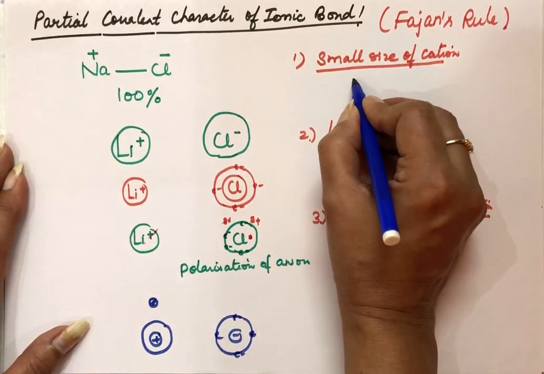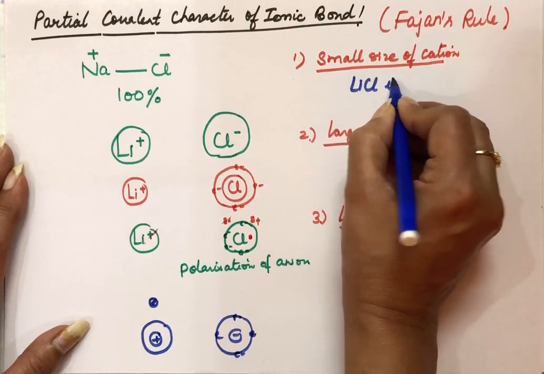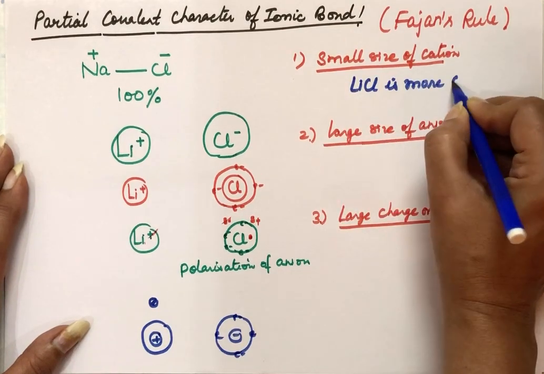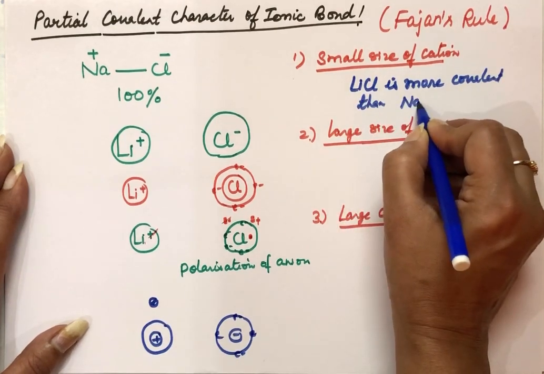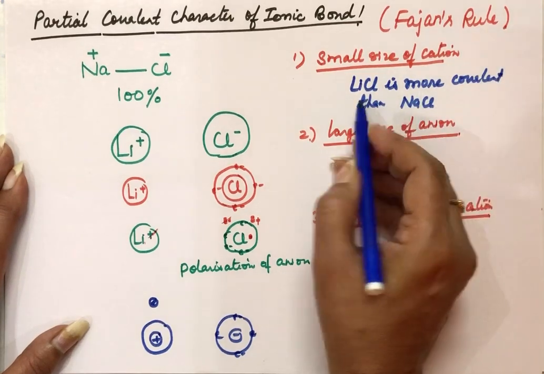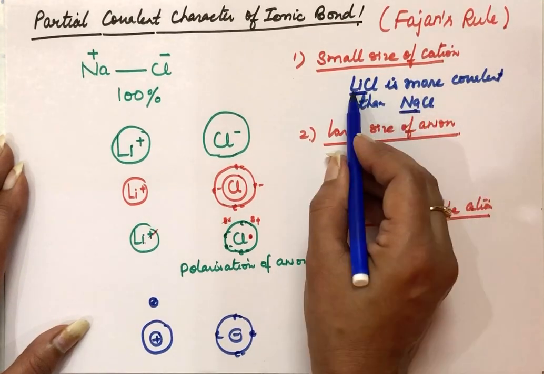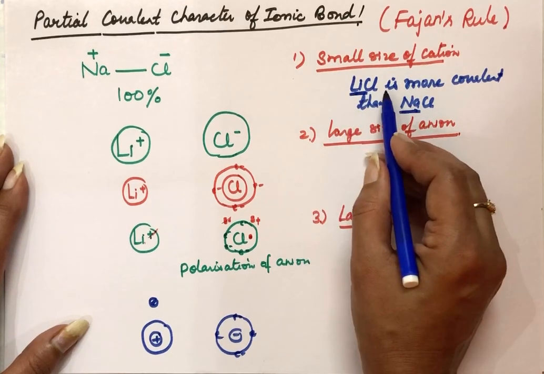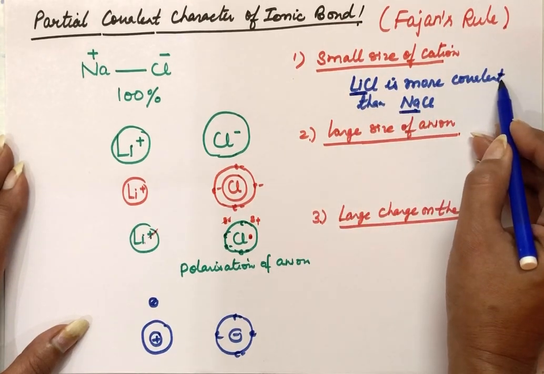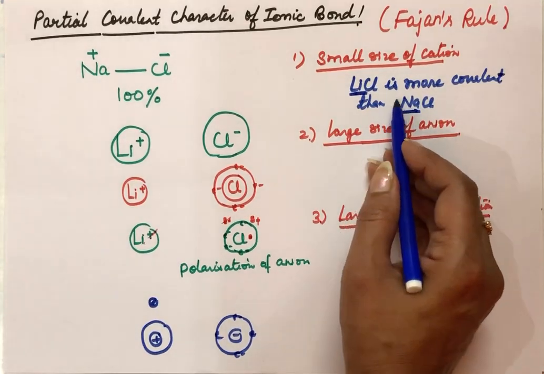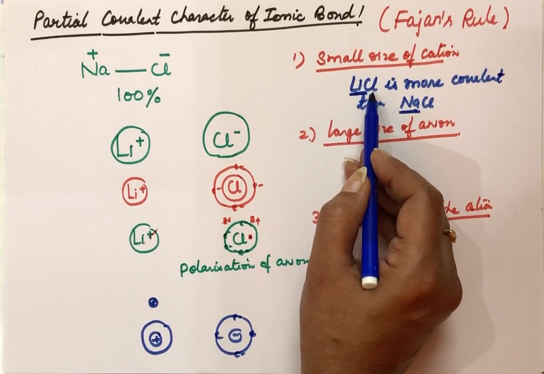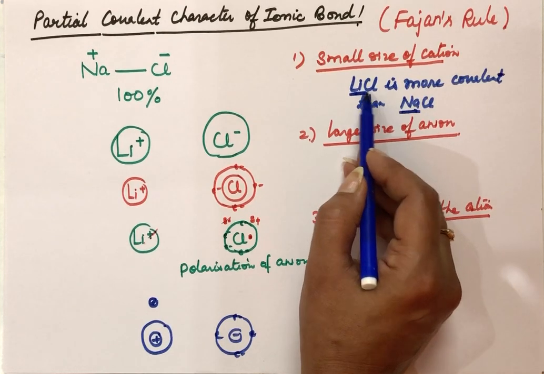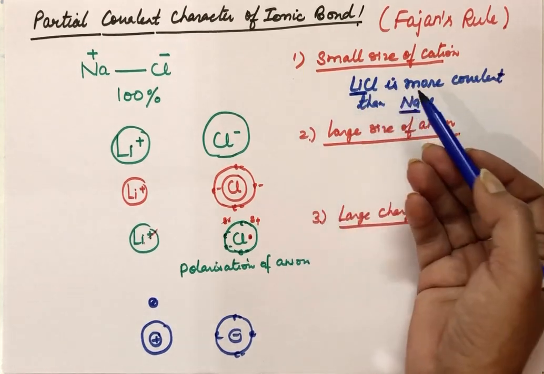This explains why LiCl is more covalent than NaCl. Anion is the same in the two cases. Here we have Li and here we have Na. So here the size of cation is small. LiCl has covalent character in it. So why does it have covalent character? We get the reason from this: because the size of cation is small, it has more polarizing power. It can distort the electron cloud of this anion and hence there will be a covalent character in LiCl.